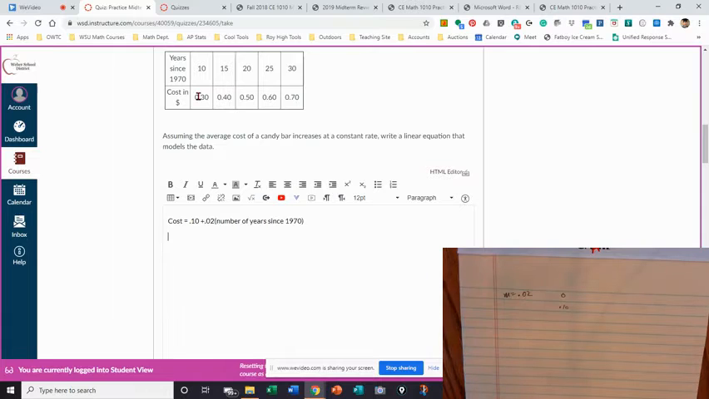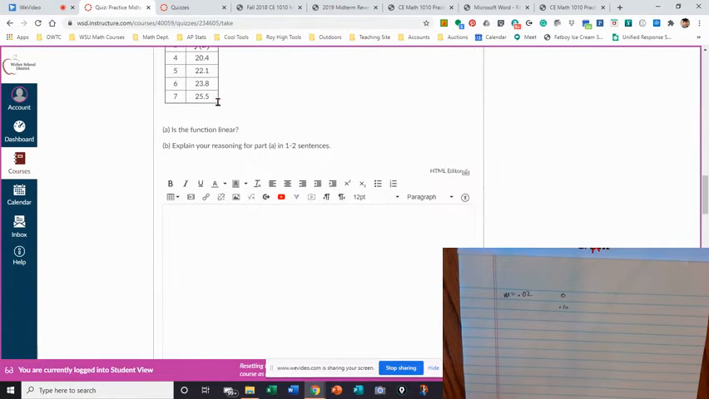I could go y equals 0.10 plus 0.02x. That's fine too. It doesn't say what variables I have to use, but that would model it. So first I had to figure out the slope, then use the slope to go backwards to figure out the cost at year 0, or 1970.